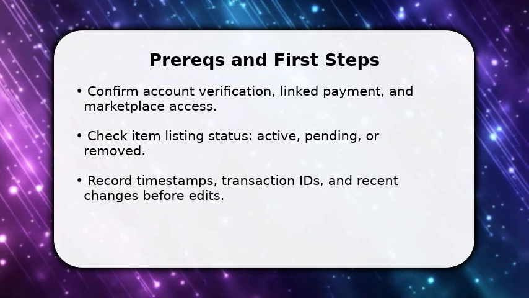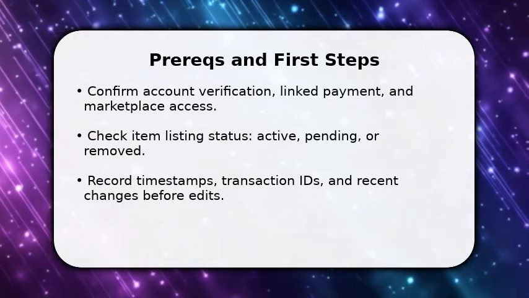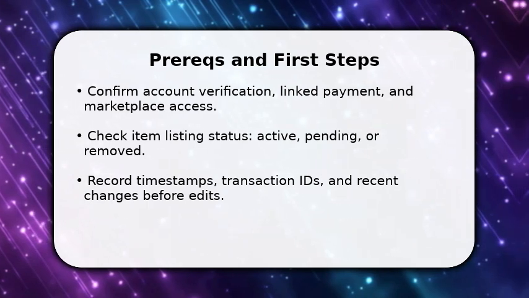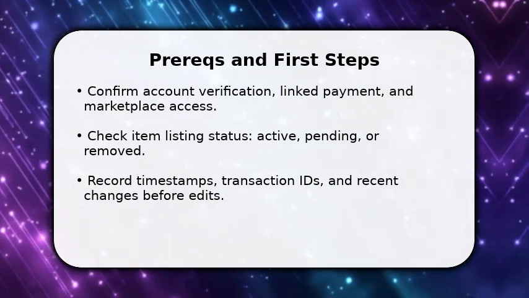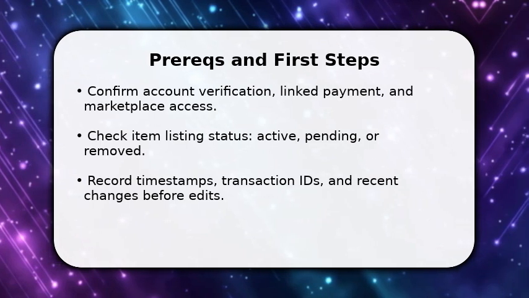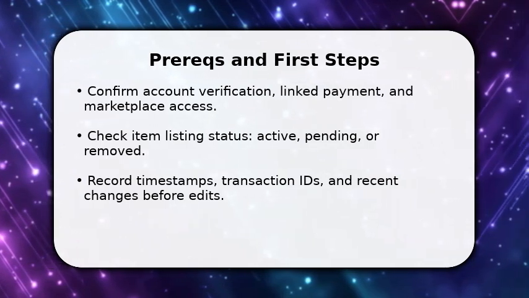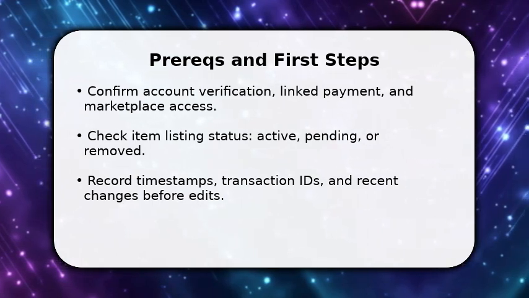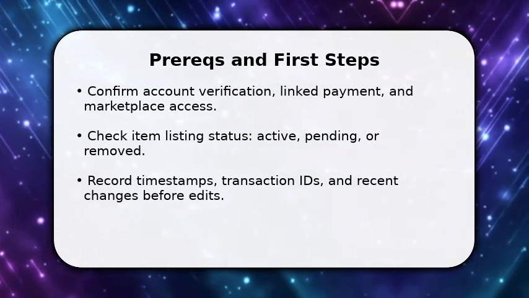You start by confirming prerequisites. Your account is verified and payments are linked so listings can publish. Once done, open the seller dashboard and locate the specific sale entry. Make sure its status is not pending or removed. You should capture the item ID, timestamp, and any recent edits. This helps you trace where the pipeline stalled.